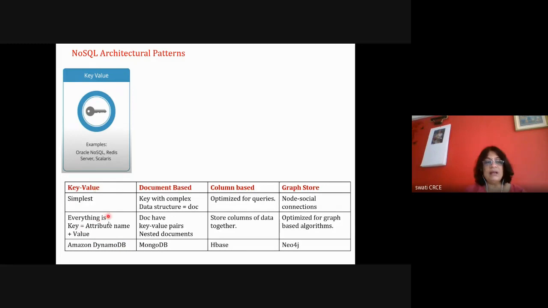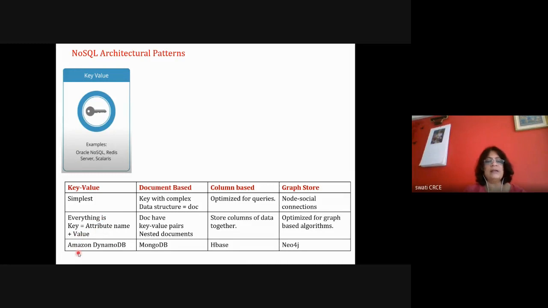Okay, so key value is the simplest NoSQL architecture. So I have taken this for the first time to explain to you. It is a very simple architecture. What is the architecture here for key value data store? Everything is in the form of key and value.